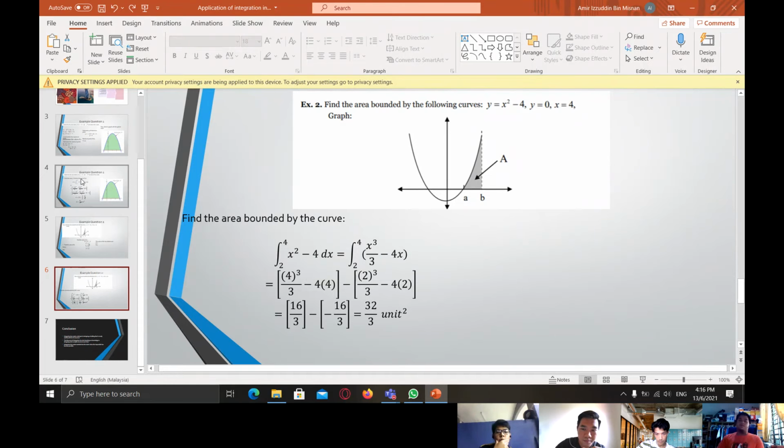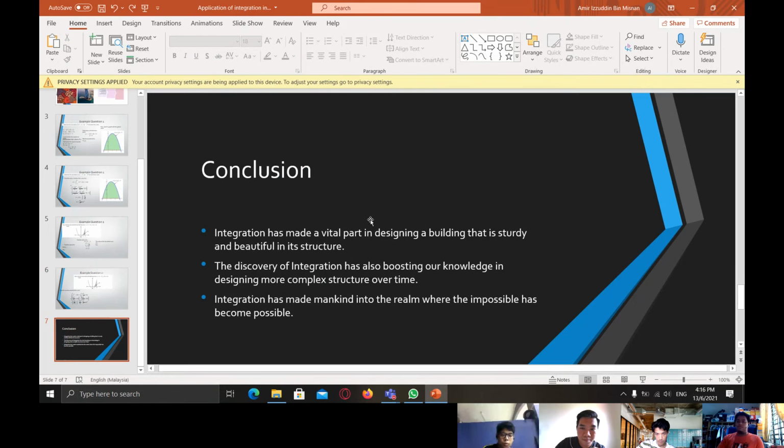Thank you. So that concludes the examples of integration here. To conclude our presentation, integration has played a vital part in designing buildings that are sturdy and beautiful in their structure. As we can see, over time mankind has challenged nature itself by building higher and even higher buildings, making them more complex than their predecessors from the years before. The discovery of integration has also boosted our knowledge in designing more complex structures over time that are also sturdy in their own beauty.